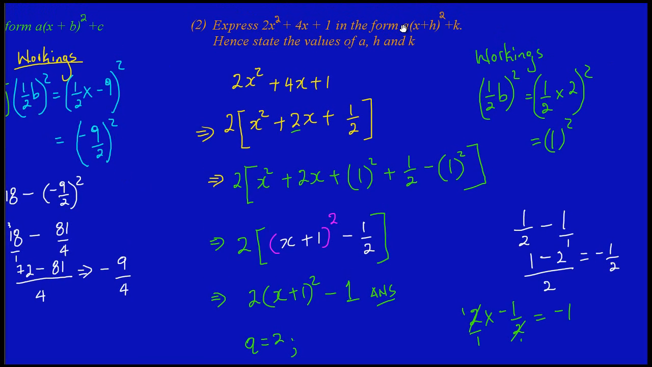If you notice, I have a before the bracket here, so that's my a. 2 is a. And here now, my h is right there. So the number that I have here, positive 1, would be my h. So I can say h is equal to positive 1, and my k, let me change the color, this k here, would be equal to negative 1. Okay guys, and that's my answer.